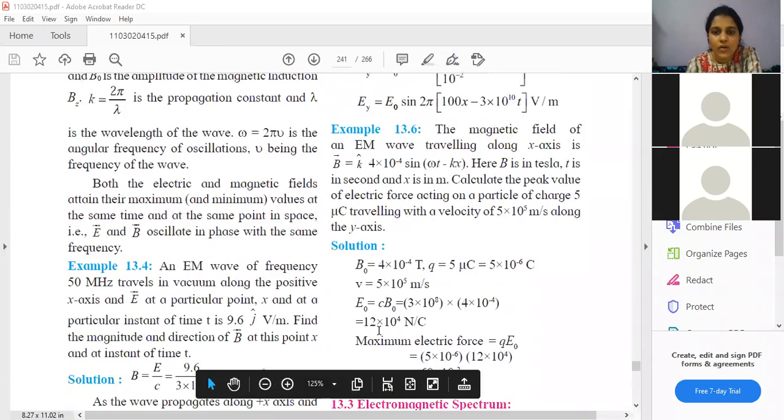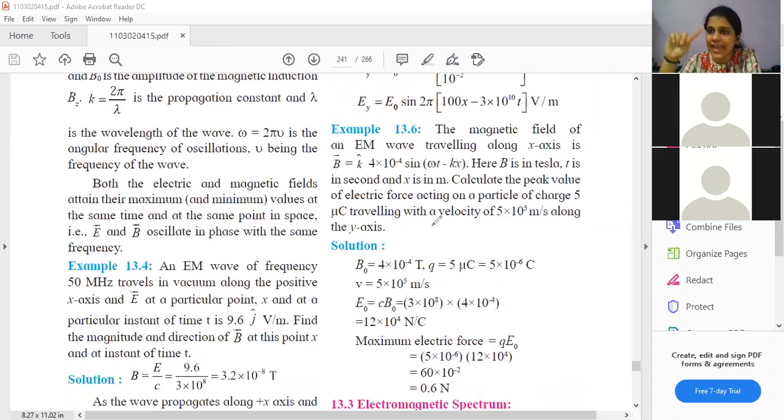Okay, wait, let us see what is written in the entire question first. Here, B is in Tesla, t is in seconds. Again, capital T here is Tesla, that is the unit of my magnetic field. Small t stands for time. t is in seconds and x is in meters. Calculate the peak value of the electric force acting on a particle of charge 5 microcoulomb traveling with a velocity of 5 into 10 raised to 5 meters per second along y-axis.